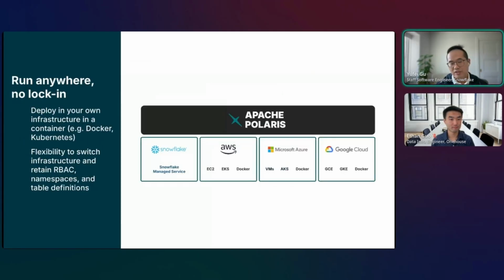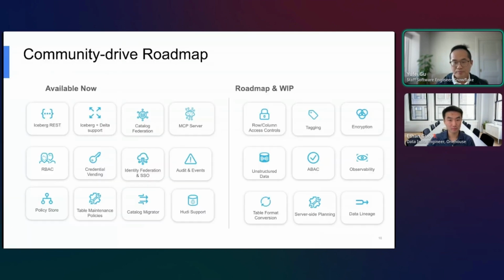And Polaris is developed as a microservice architecture, so it can run on any Docker, Kubernetes, any cloud providers. Kubernetes offers EKS, AKS, for example.